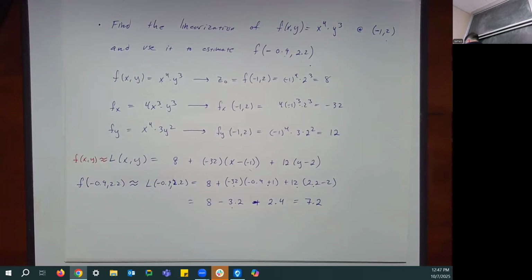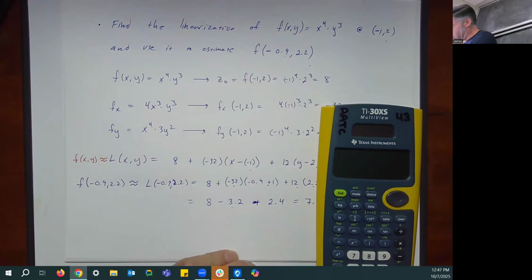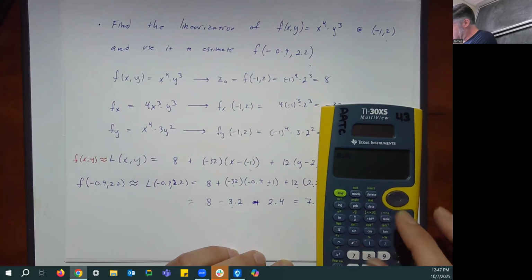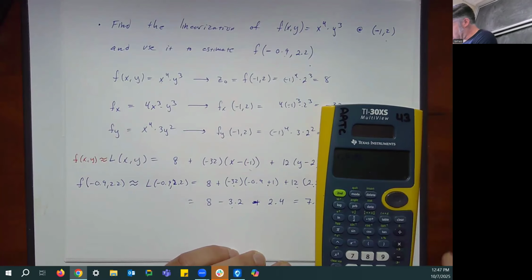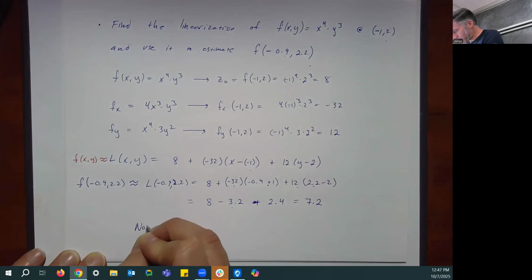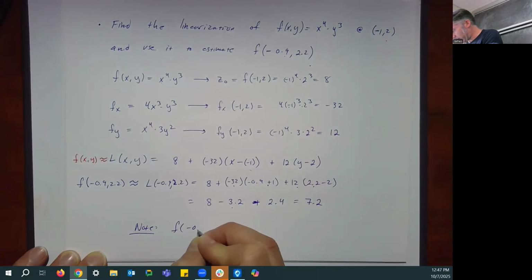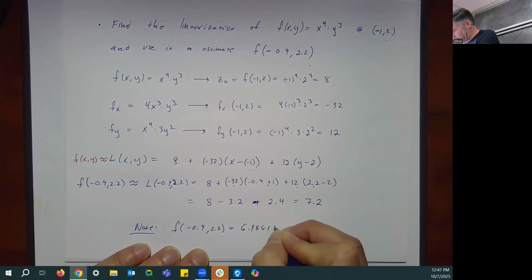I do sometimes like to check how close it is to the actual value. So if you take out your calculator and plug these numbers into that function, let's see. If I do negative 0.9, I really don't need the negative here. Just 0.9 to the fourth, multiplied by 2.2 to the third. 6.98, not too far from 7.2. I think it's more interesting, so I'll write this. Note f of negative 0.9 comma 2.2 is actually equal to 6.98615. Okay, we don't really care about all that.